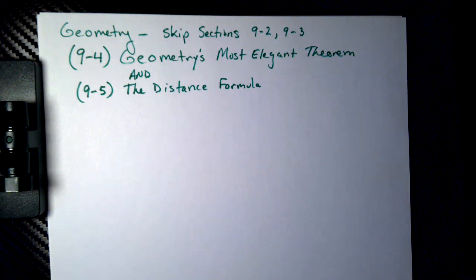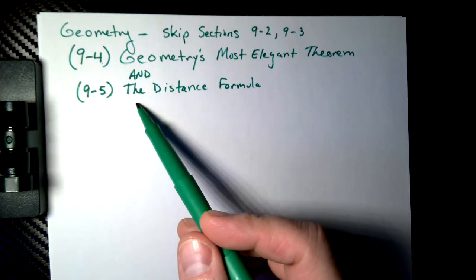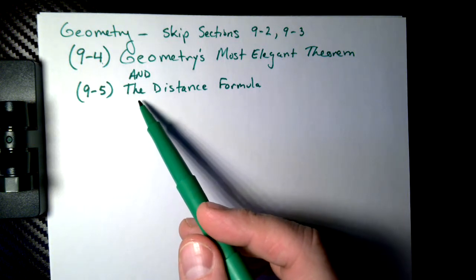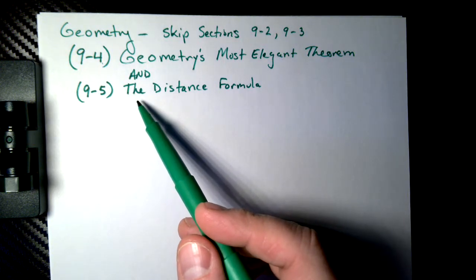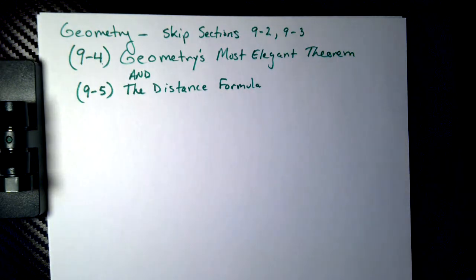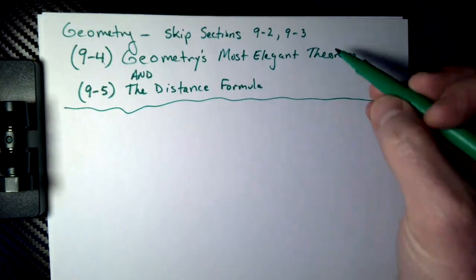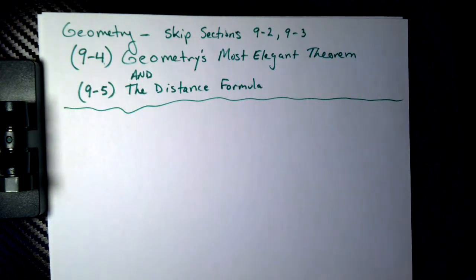Okay, geometry. Moving on to the next lesson. We got section 9-4, known as geometry's most elegant theorem. Because it is an extremely small lesson, I'm going to throw section 9-5 in there, the distance formula, which is basically just one quick little formula. We'll end our lesson today going over what the distance formula is. It's closely related to the 9-4 one.